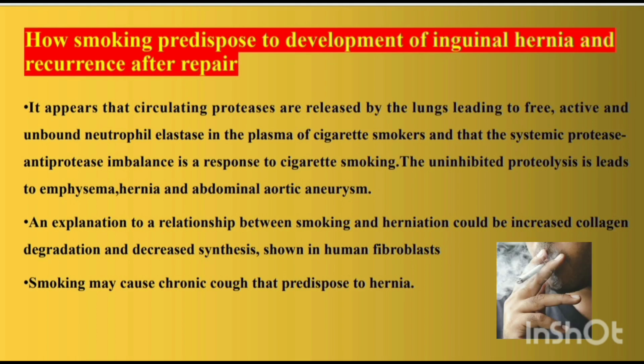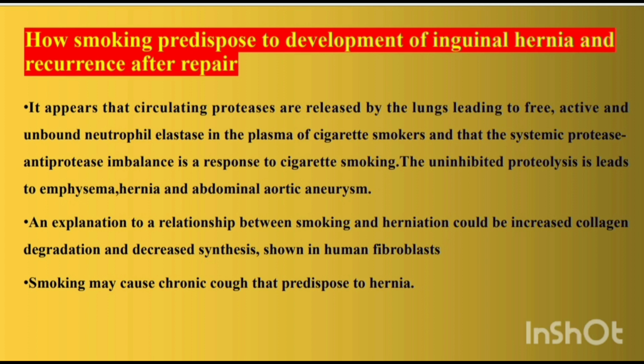Question: how does smoking predispose to development of inguinal hernia and recurrence after repair? Answer: it appears that circulating proteases are released by the lungs, leading to free, active and unbound neutrophil elastase in the plasma of cigarette smokers, and that the systemic protease-antiprotease imbalance is a response to cigarette smoking. The uninhibited proteolysis leads to emphysema, hernia and abdominal aortic aneurysm.